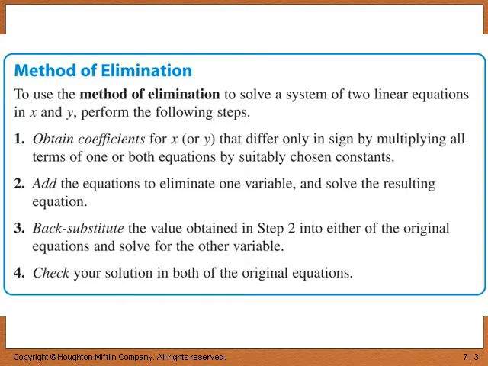So first you obtain coefficients for x or y that differ only in sign by multiplying all terms of one or both equations by suitably chosen constants. Alright, just a fancy way to say that sometimes you need to multiply the equations to get the right numbers. And we're going to see that specifically. Then you add the equations to eliminate one variable. That's why this is called the method of elimination, because you first eliminate one variable and solve for the other.